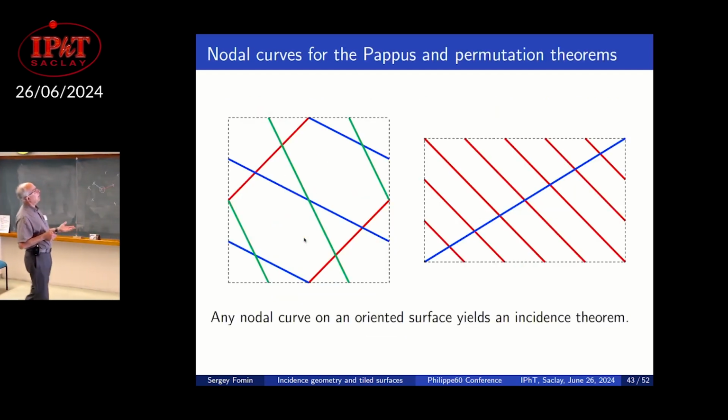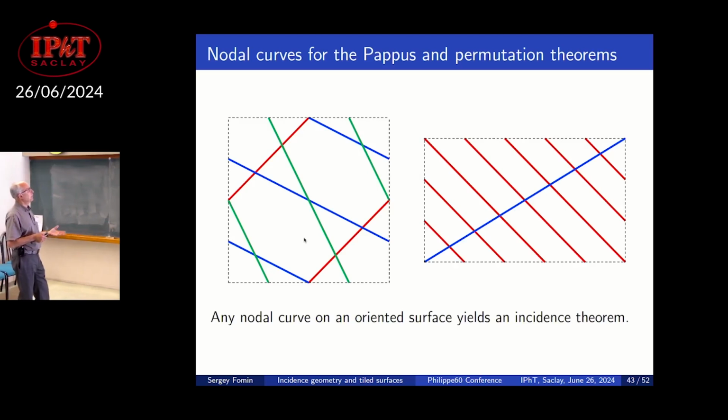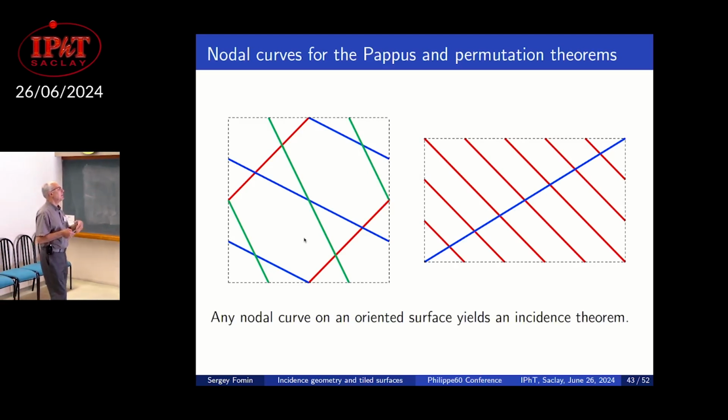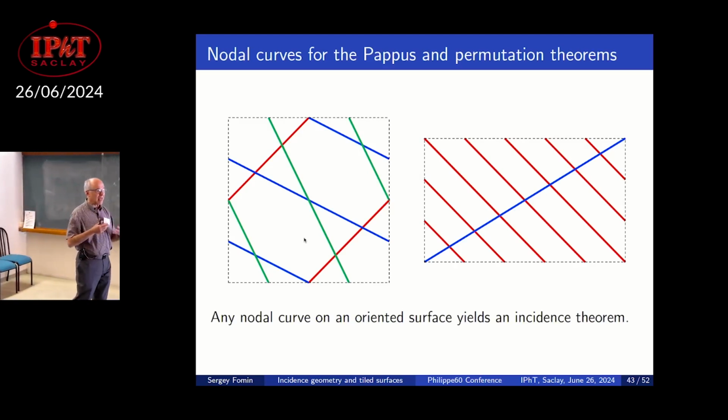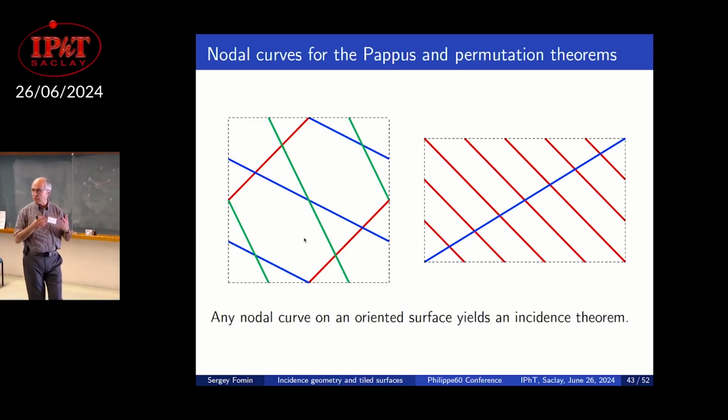And for example, the Pappus theorem, the proof that I showed you earlier, comes from this particular multi-curve on a torus. And the permutation theorem comes from this one. So I could just recast our master theorem as a theorem that starts with a multi-curve and uses that as a blueprint for creating an incidence theorem.